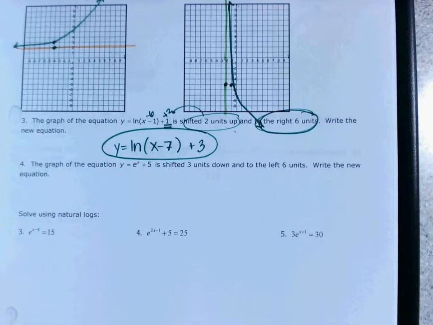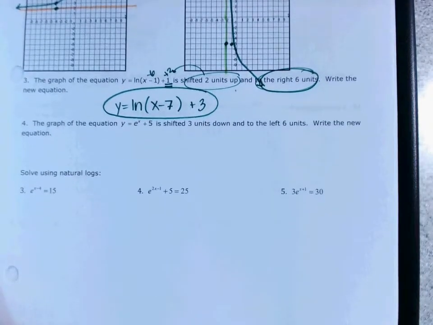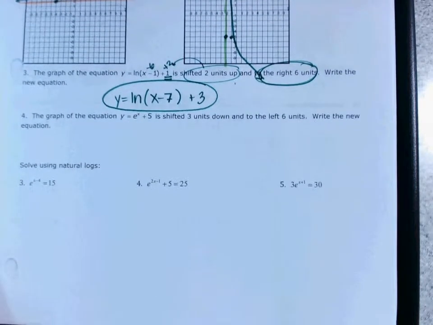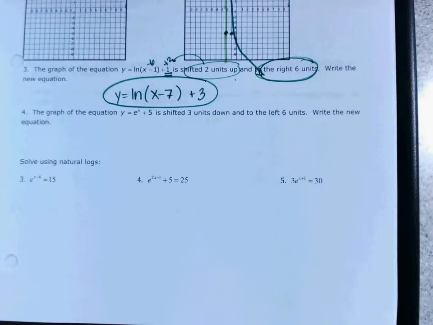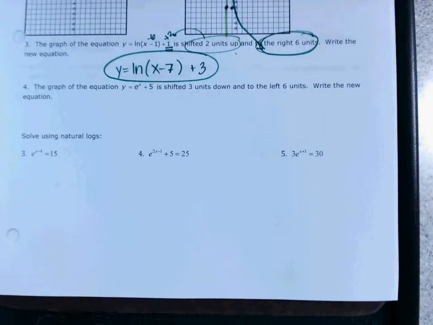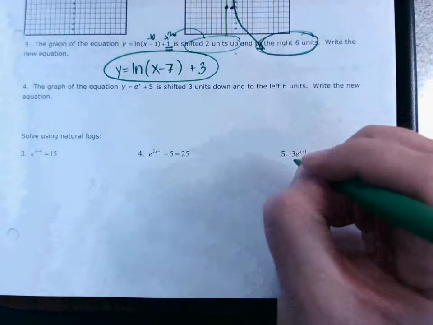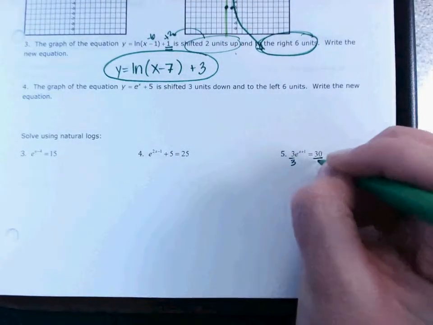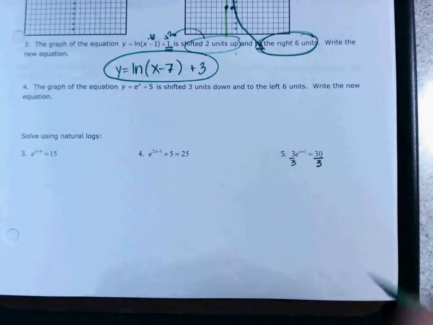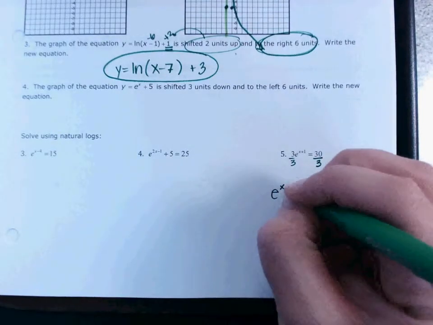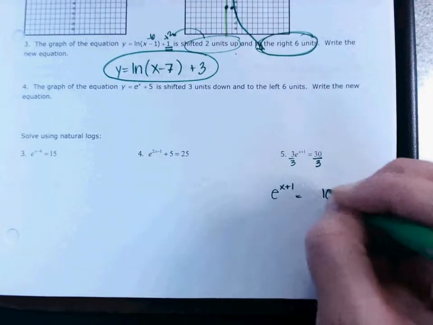The last thing that you need to know how to do is how to solve your e's and your ln's. So, look down at number 5. We already covered this on Monday, so if you weren't here on Monday, I'd go back and maybe watch the notes because I'm just going to run through a couple today since class is short. What would you do on number 5 first? Divide by 3. 30 divided by 3, what do you get? e to the x plus 1 equals 10.